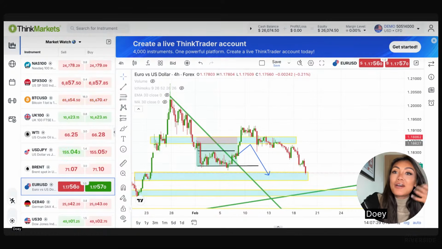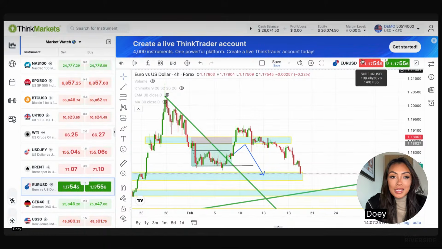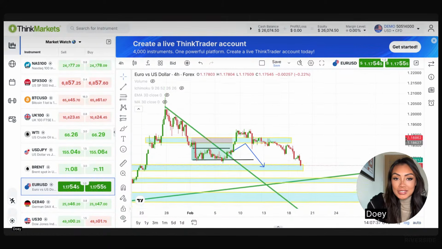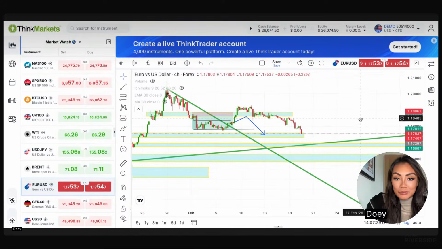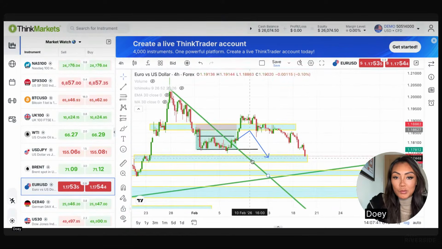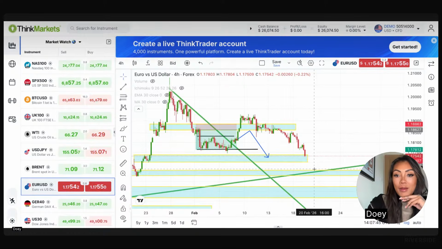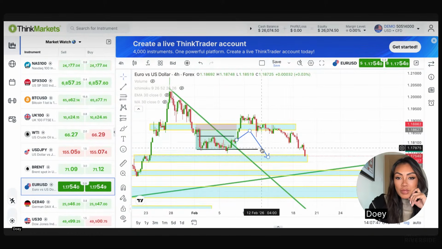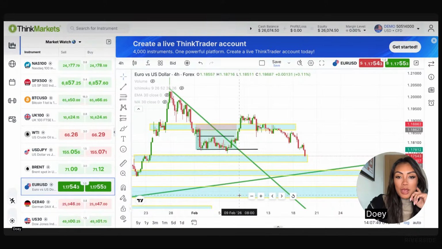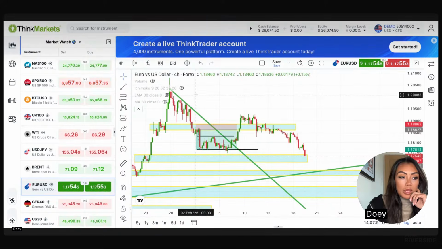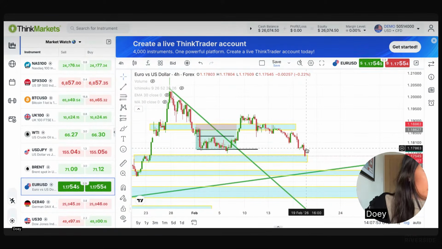But yes, let's have a little look. So the last time we actually looked at Euro USD, it's pretty much doing what we said it was going to do. So it'll be interesting to see now how we react from this area here. But we do have a bigger trend line down there.